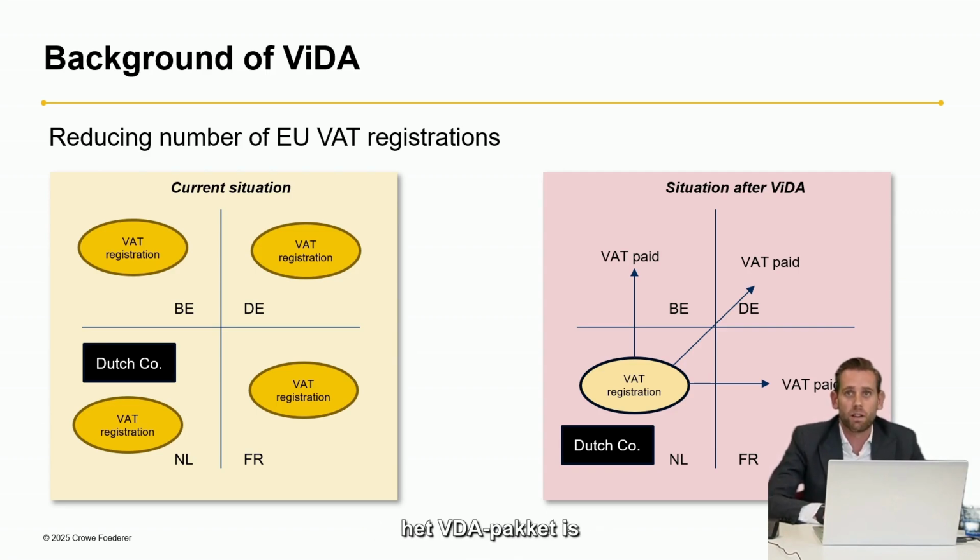And after the ViDA package is implemented through one of these changes, for example, by the expansion of the one-stop shop scheme, the Dutch company does not need any more VAT registration in all the EU member states, but only in the Netherlands, and through the Netherlands it can remit the VAT that it needs to pay in the other member states through the local tax authorities in the Netherlands.